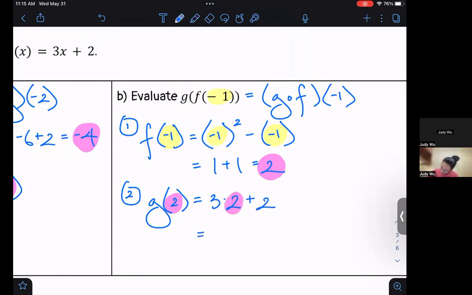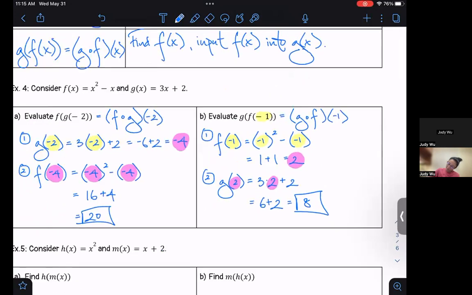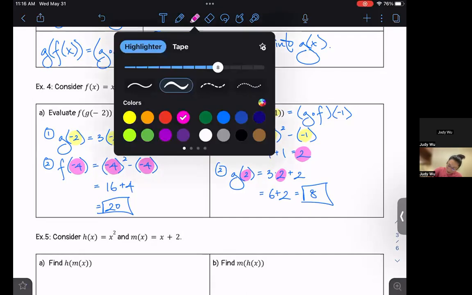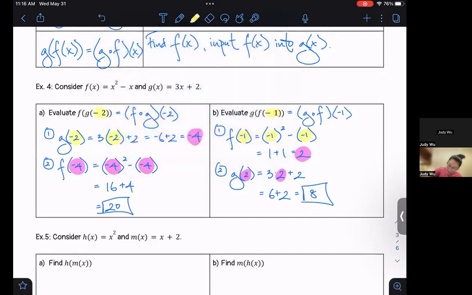3 times 2 is 6. 6 plus 2 will give me 8. All right. So there we have an example where we are composing F with G and also G with F, and thinking about how the order matters and how it's a similar process overall, just depending which function we put the number into first. Okay.